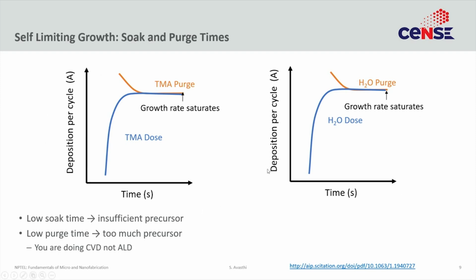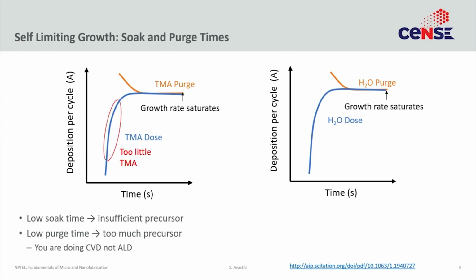We will once again plot the growth per cycle or deposition per cycle as a function of various H2O dose timings and H2O purge timings. And the goal is to always reach this point where the growth is self-limiting, where the growth saturates. You always want your ALD to be in the saturated regime. Once you are done with this, then you will have your 4 parameters, and that would be your optimized recipe.